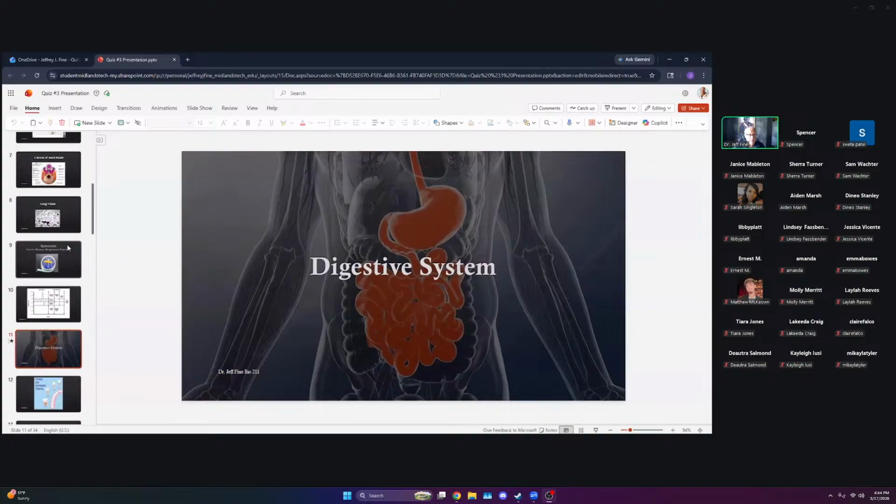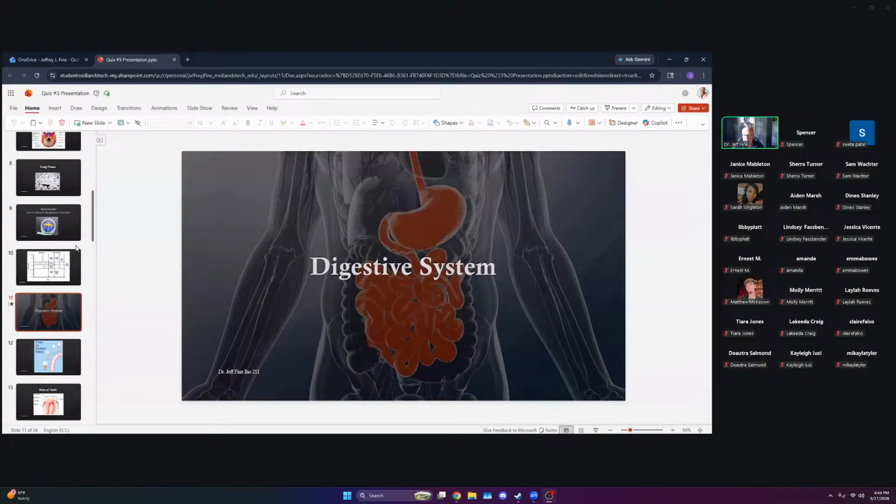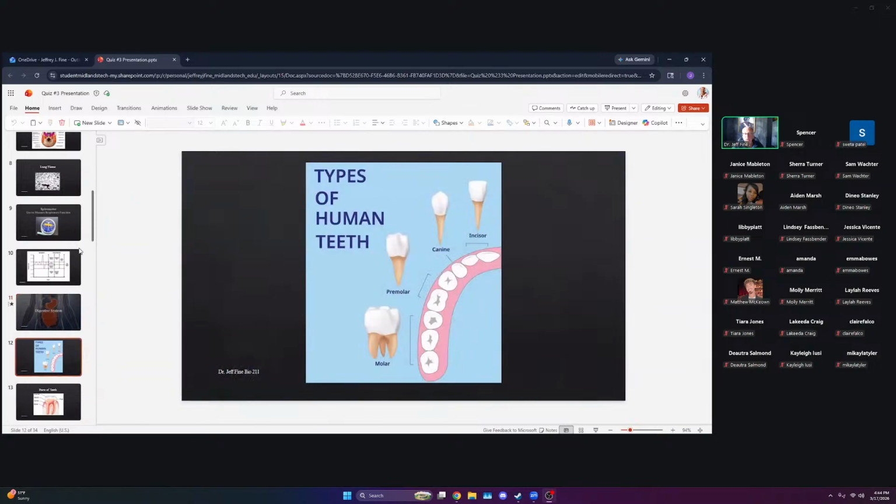So we're going to pick up there and go through the slides related to the digestive system for lab quiz number 3. And again, my slides are always a point of emphasis that you should be studying to be successful on the lab quiz.